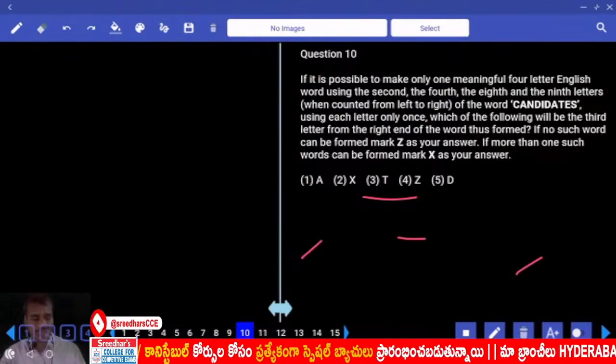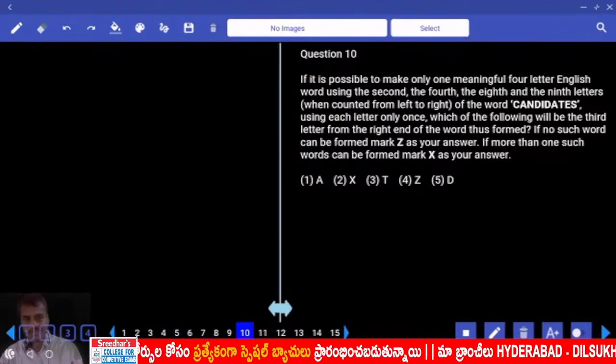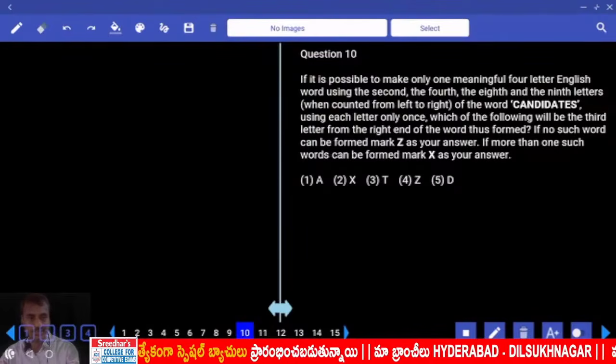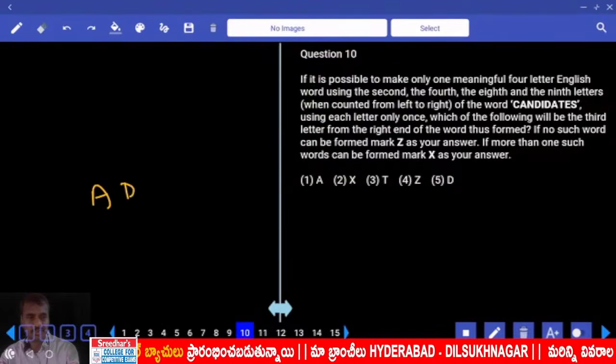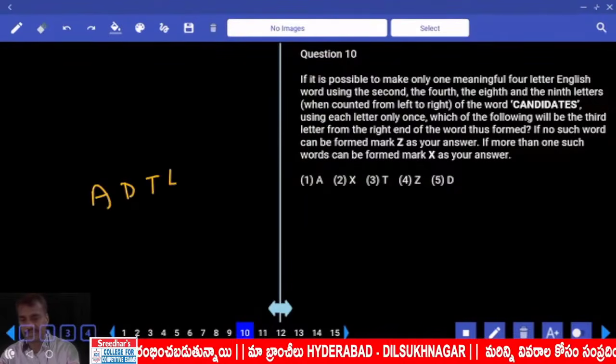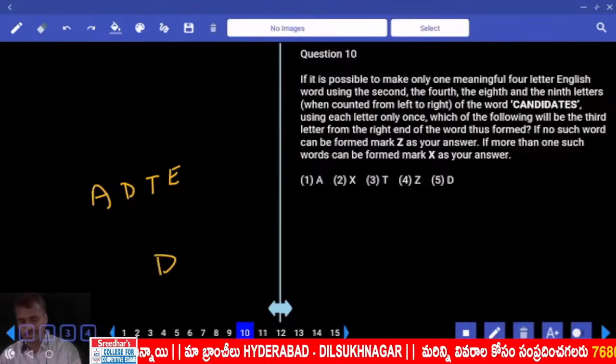Then coming to question number 10, word formation. Now in this word formation 2, 4, 8, 9. 2, 4, 5, 6, 7, 8 and 9. Clear? Then what is the word?